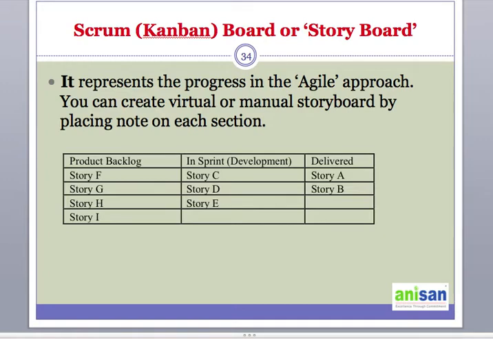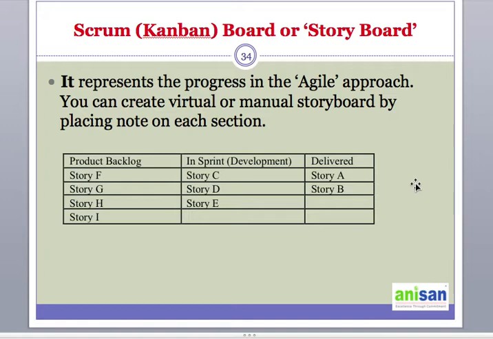Now, this is basically a simple example of the Scrum or Kanban board, or you may call it a storyboard. This is very simple, but in real life it can look very complicated. But to understand, I've just created one. Say for example, in the product backlog, these stories are there, and C, D, E have been picked up for development, and A and B are delivered.